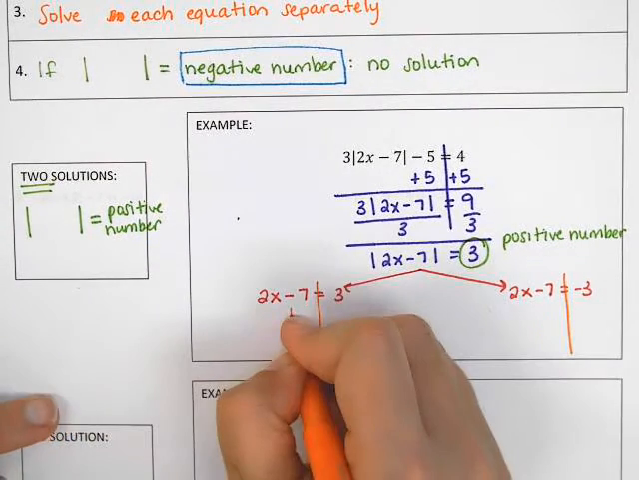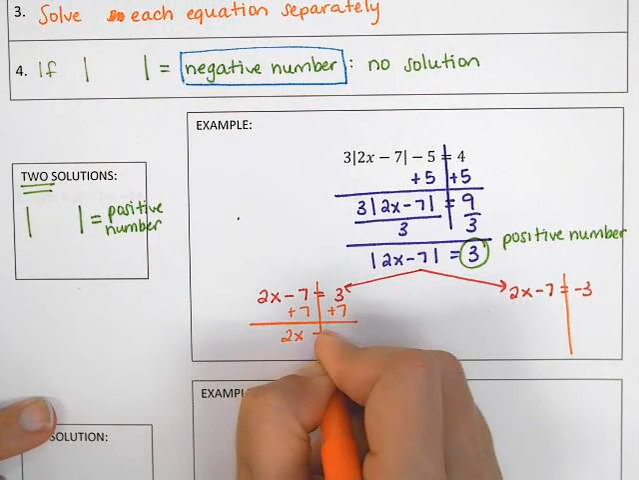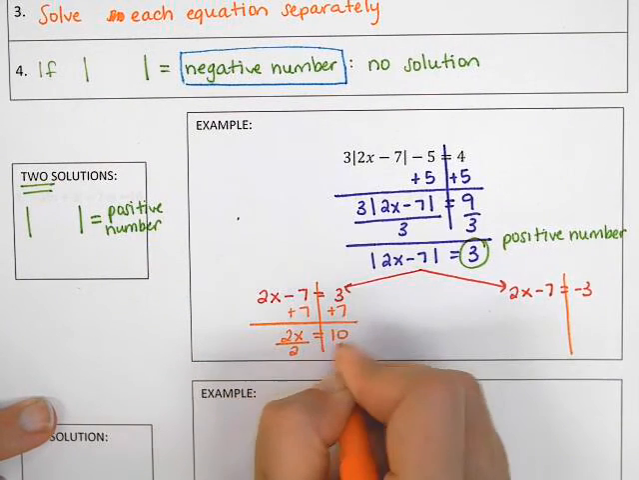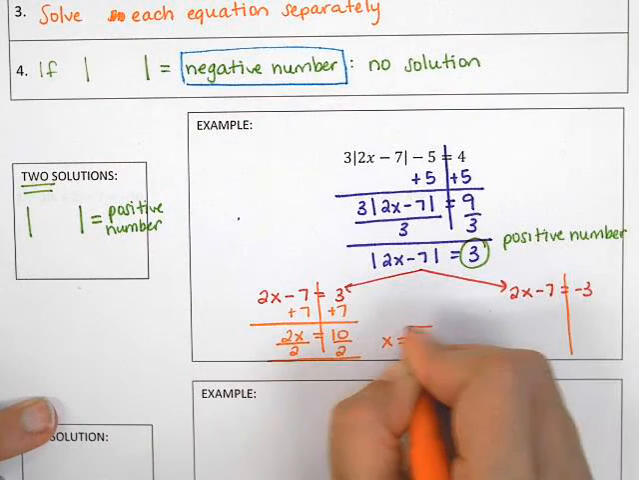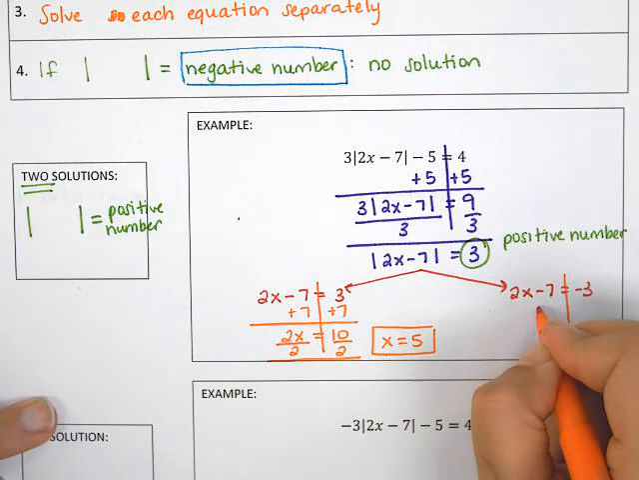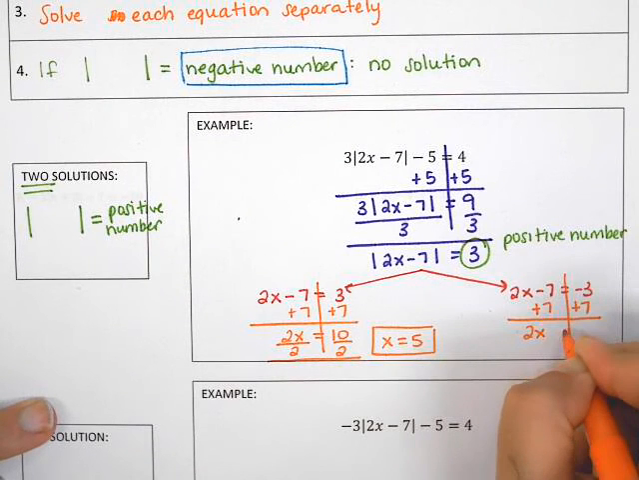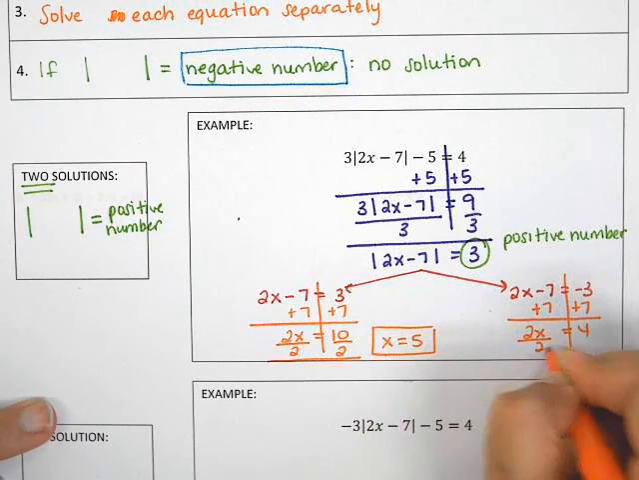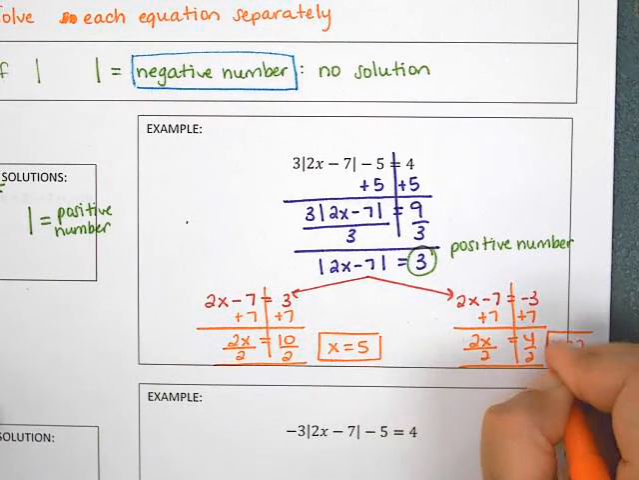In this first problem, I would add the 7. I get 2x equals 10, and I would divide by 2, which means x equals 5. In the second problem, I would add the 7, which means I get 2x equals 4, and I would divide by 2, which means x equals 2.